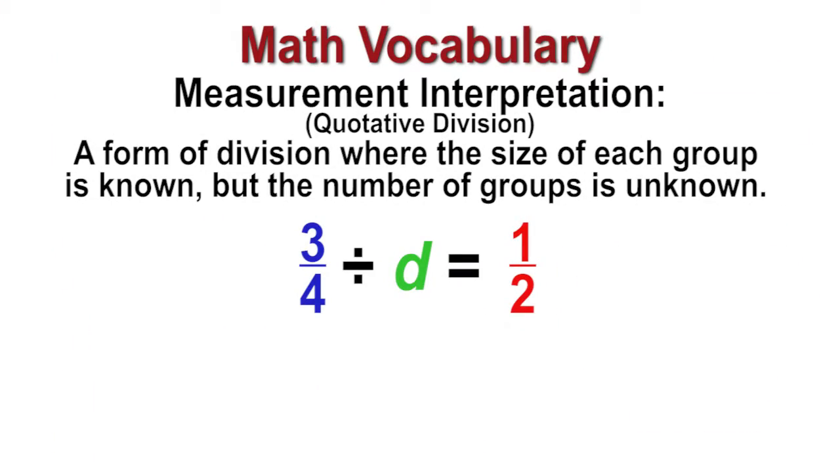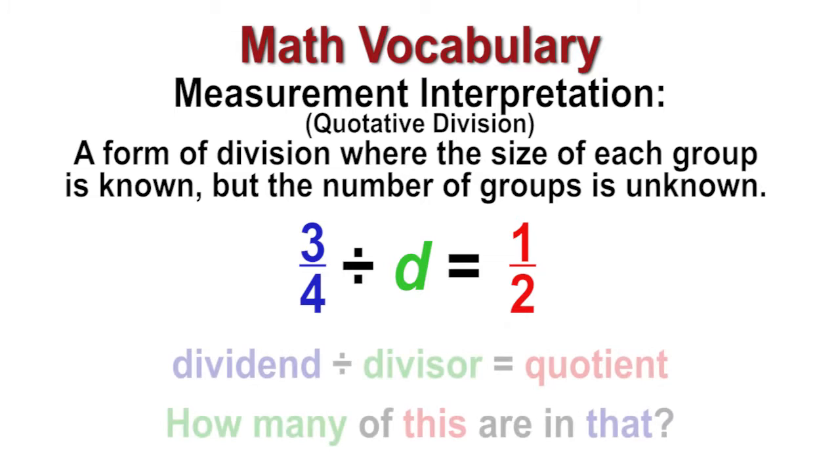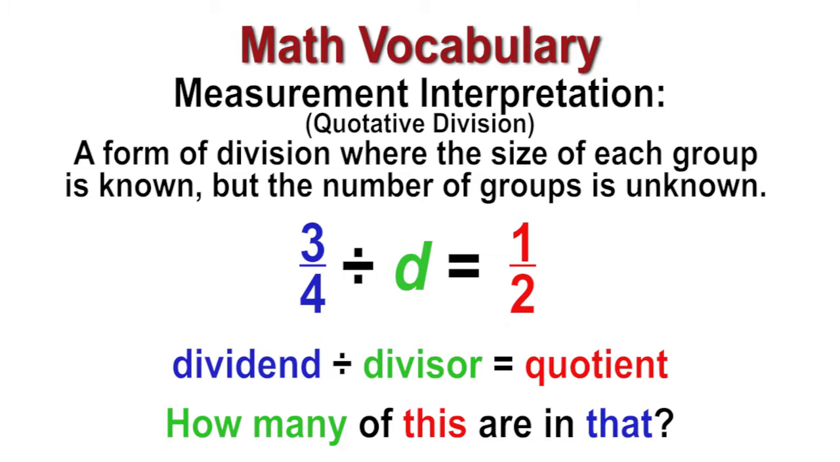Measurement interpretation is a form of division where the size of each group is known, but the number of shares or groups is not. Dividend divided by divisor equals quotient. 3/4 divided by 1/2 equals 1 and 1/2 unit lengths. Ask, how many of this are in that?